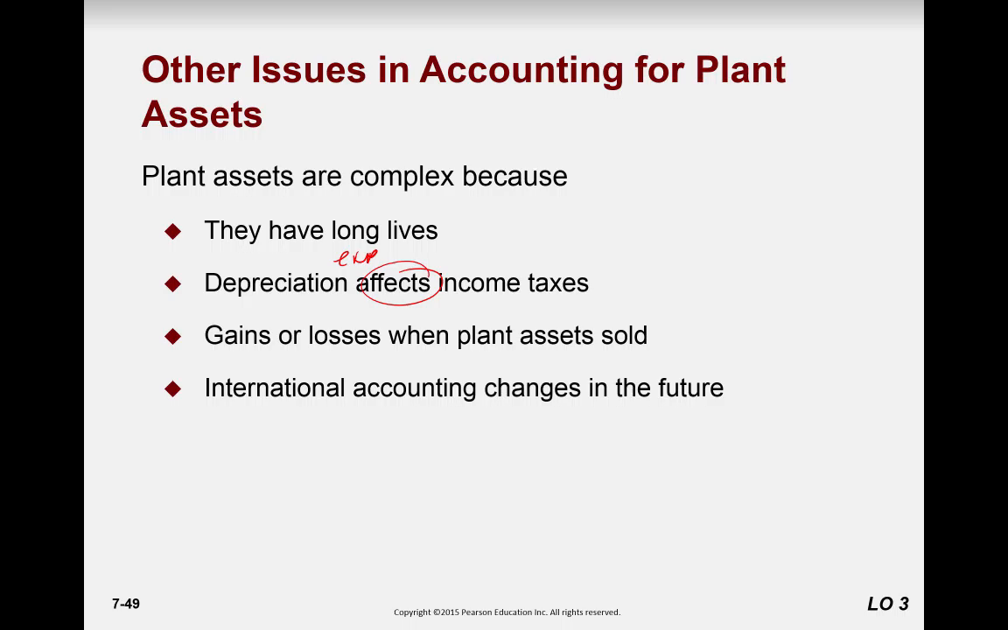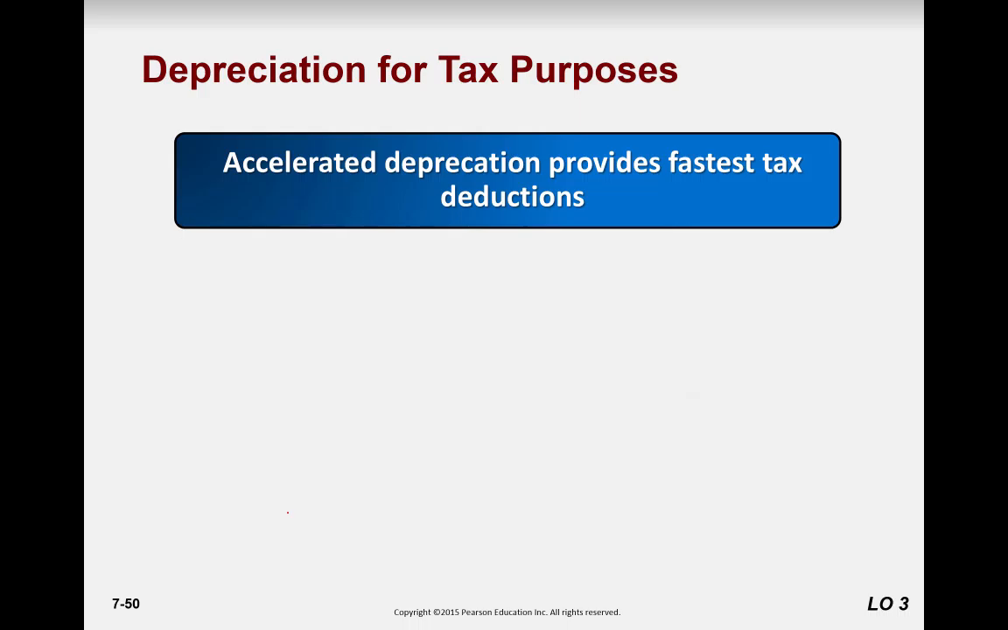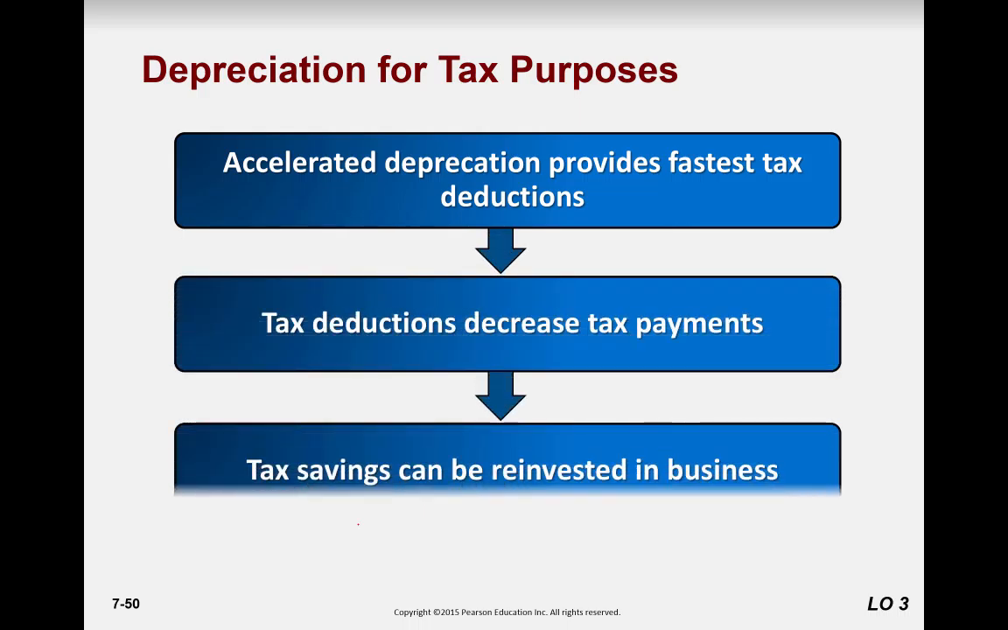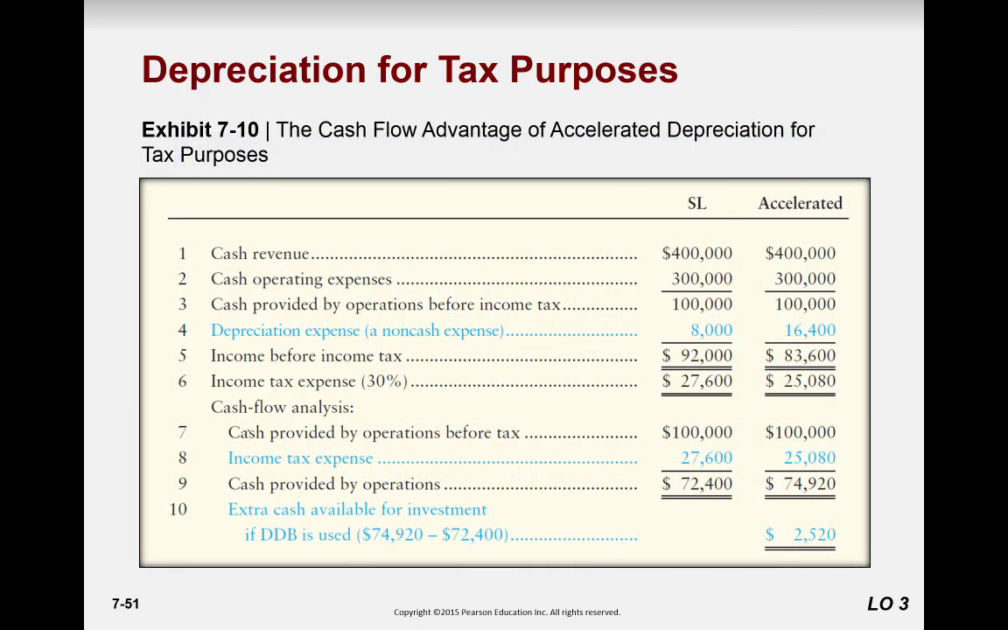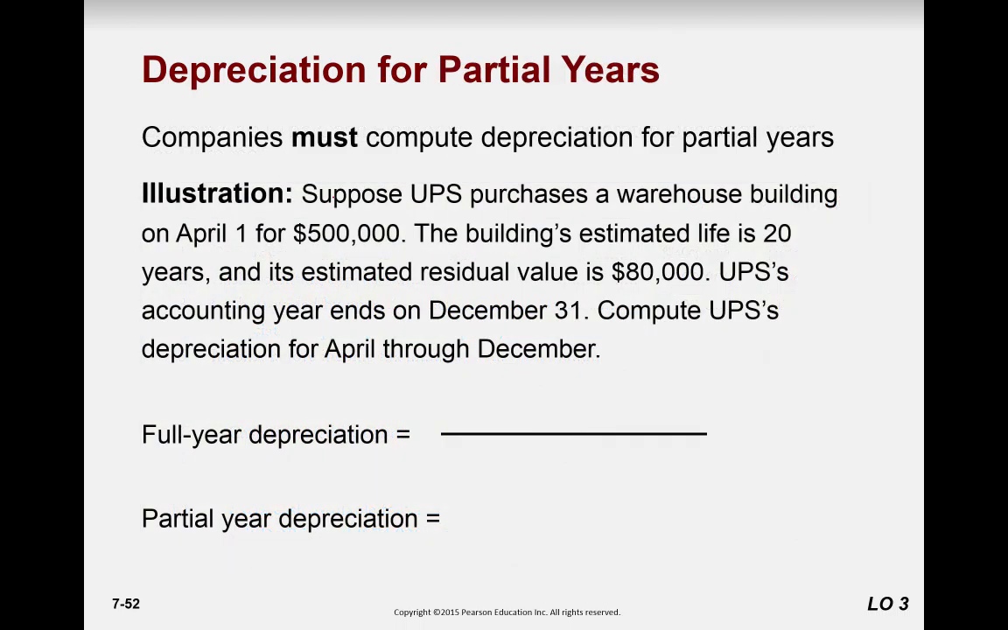And then you also have gains and losses when your plant assets are sold, and some international changes. So for depreciation, we tend to use any method that is accelerated because that decreases our tax payments, and then that additional money lets us reinvest it in the business. You'll see that depreciation here is a non-cash expense, and the more we depreciate, the less our income is, and then the less we have to pay in taxes. So hopefully that just gives you a look at it.